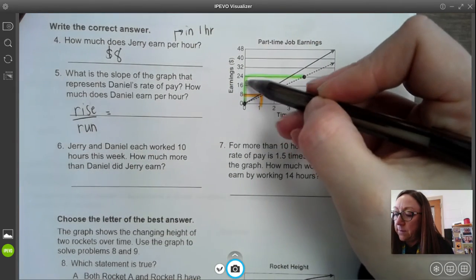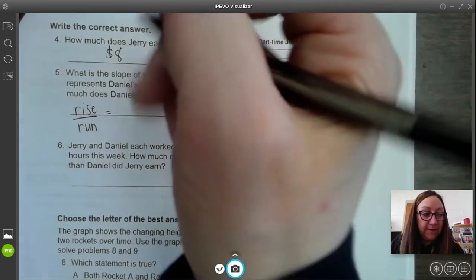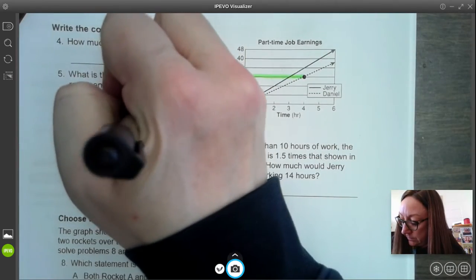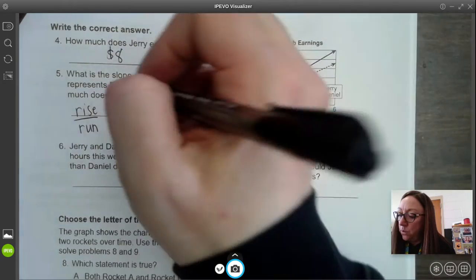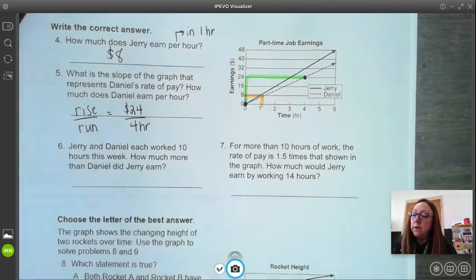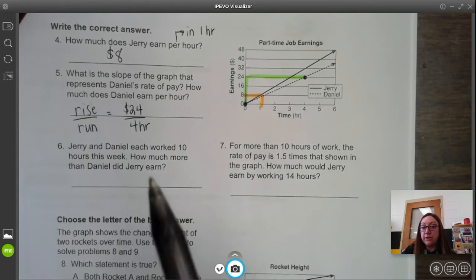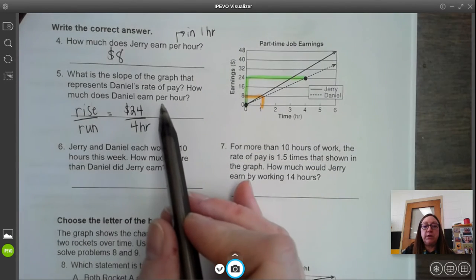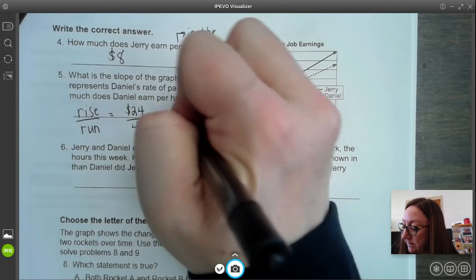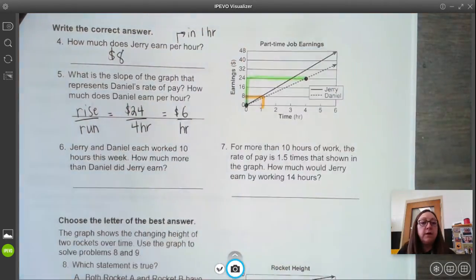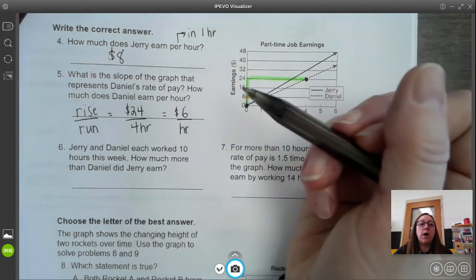In this case, okay, my rise, be careful of what we're counting by on the y-axis. The rise is $24. And the run, if I go all the way over, that's 4 hours. Okay, so if I were to simplify that, that would give me the simplified slope, which is actually also going to be how much Daniel earns per hour. So 24 divided by 4 is going to be $6 per hour. Finding the unit rate is the simplest slope in this case, and it tells you how much he earns per hour.